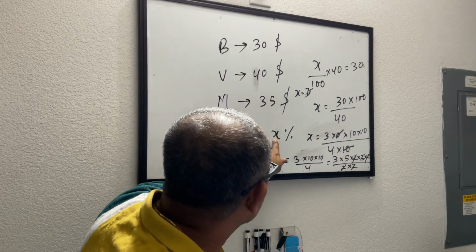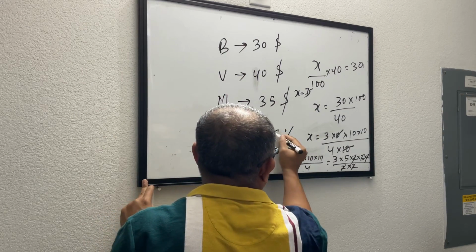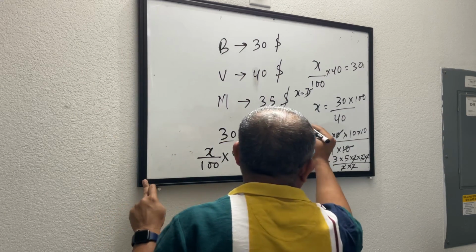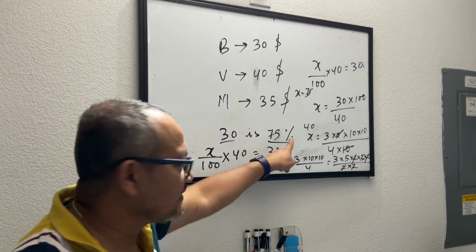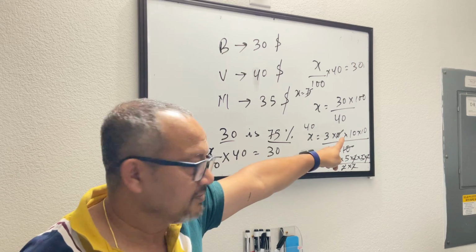30 is X percentage, so X is now 75. I will put 75 here. So 30 is 75% of 40. Viraj's money is 75% of Vivan's money. Yeah?